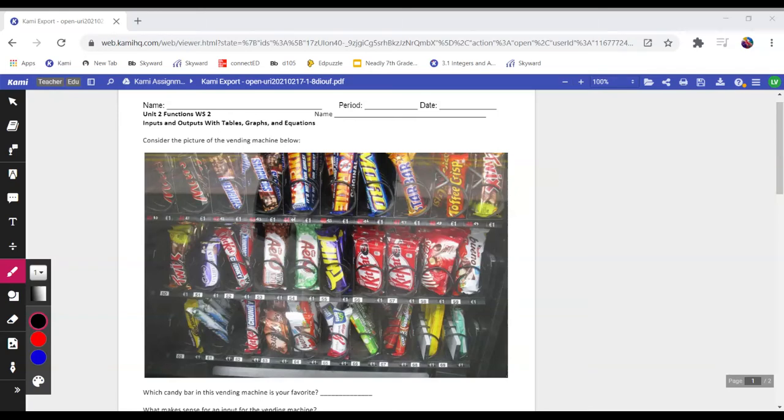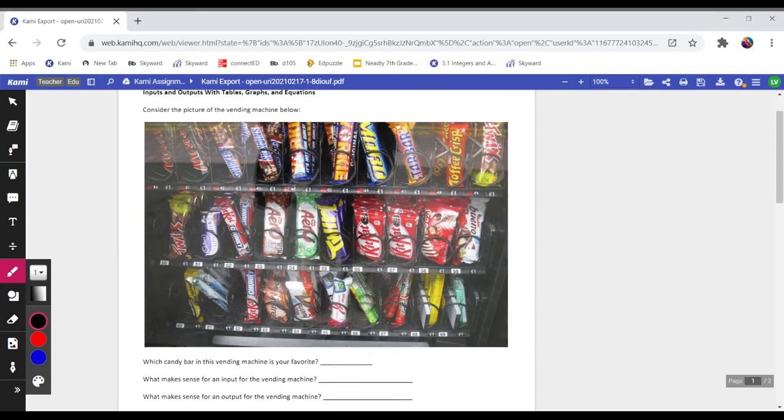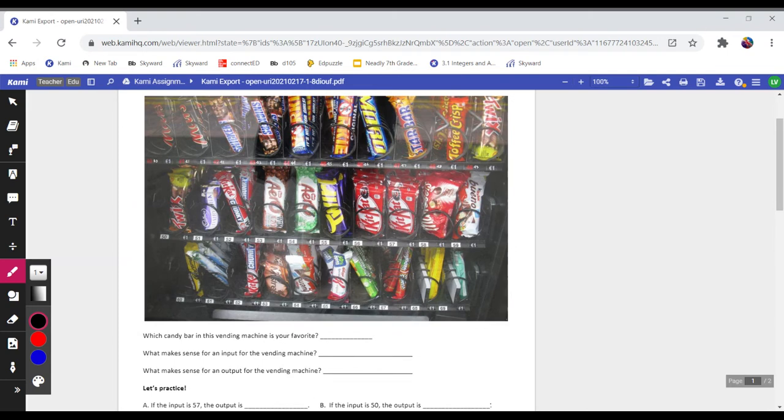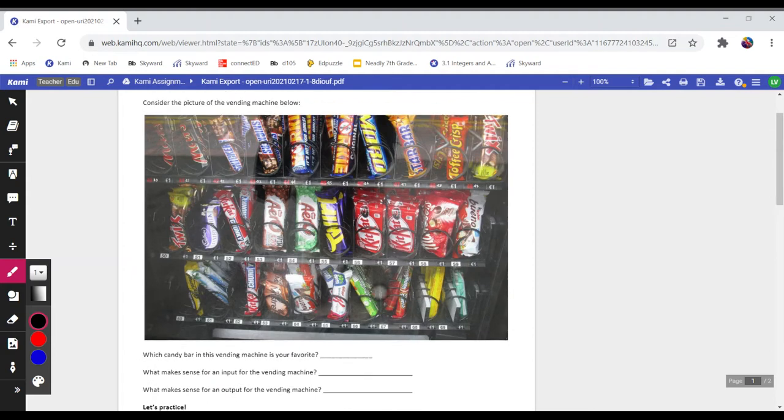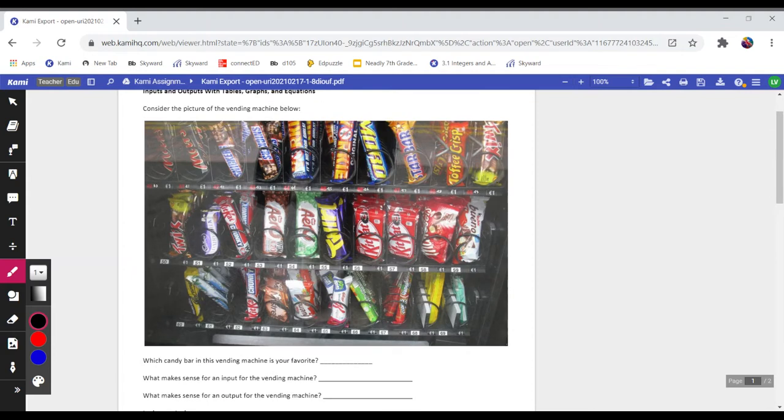We're going to do some practice with inputs and outputs through tables, graphs, and equations. So let's consider the picture of the vending machine below. As you can see, there are three different rows of candies. So which candy bar in this vending machine is your favorite? Take a look and see which one is your favorite. Personally, my favorite is the Twix.